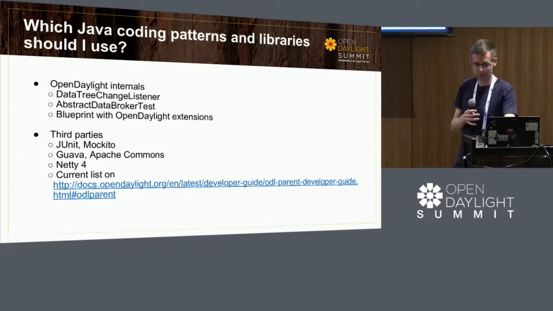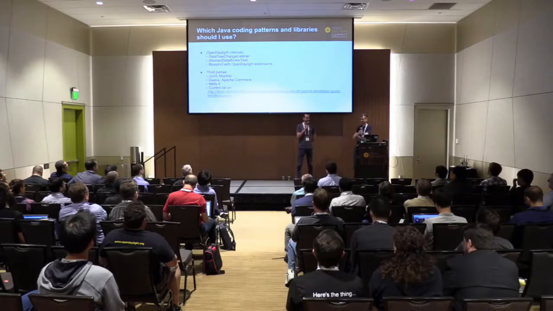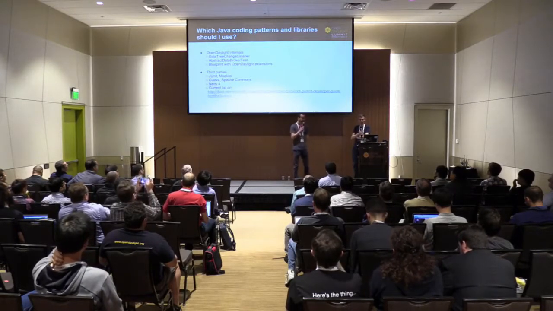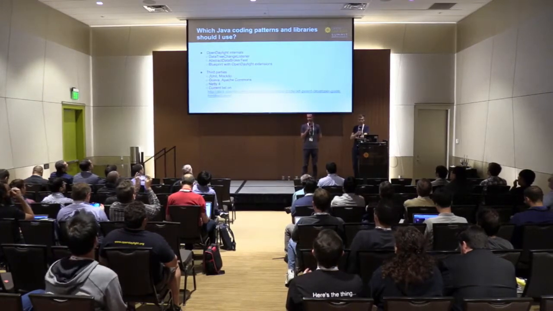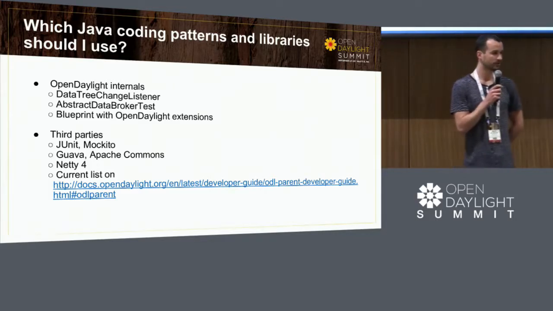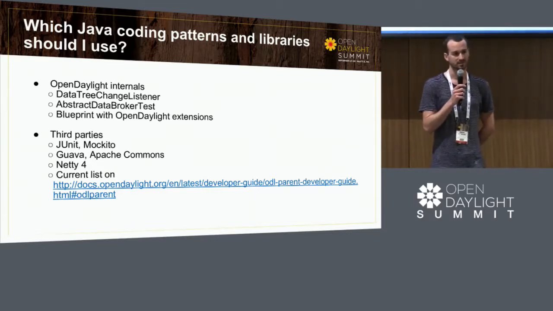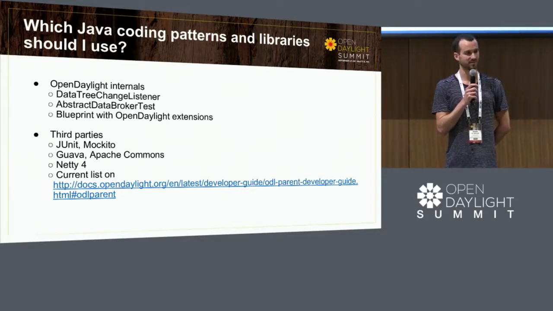Speaking of which, now the best coding patterns and libraries to use in OpenDaylight. I'm just going to go through the first three. These days, we have some new basic APIs and basic tools that, if you are creating an OpenDaylight application, you will have to use. The first one is the data tree change listener. That's something new since last release. Now you have to use that data tree change listener instead of data change listener.